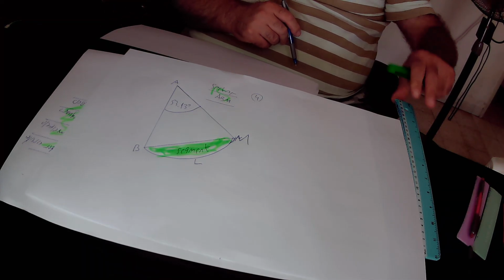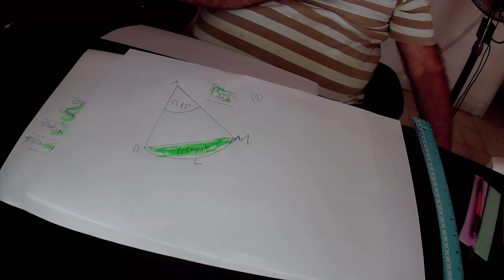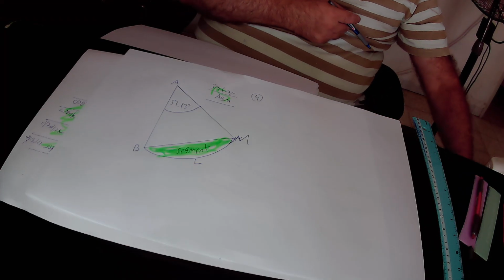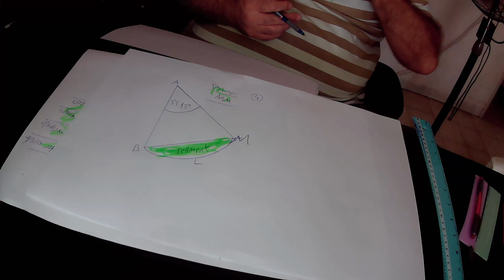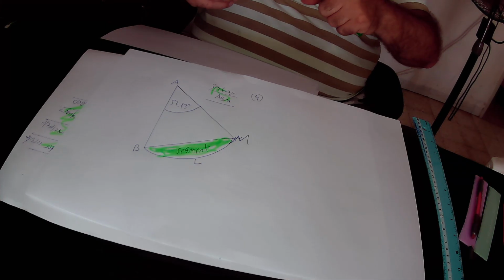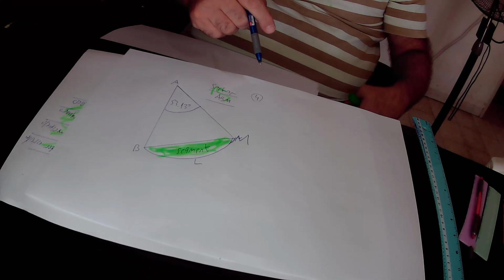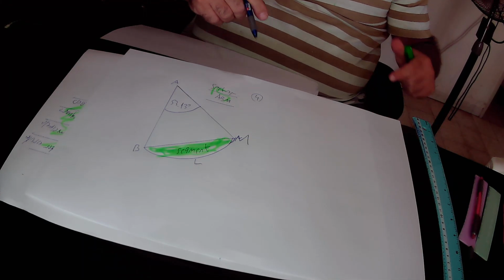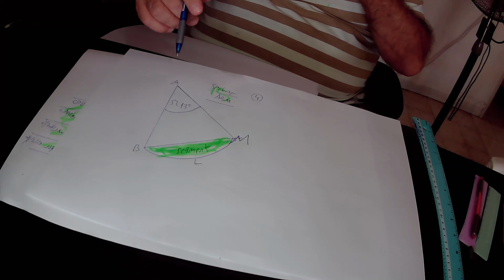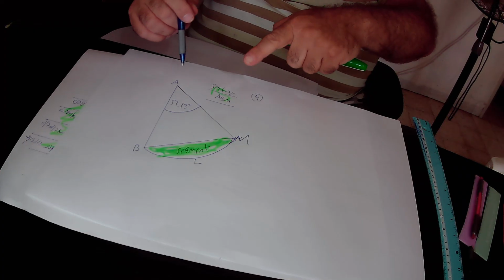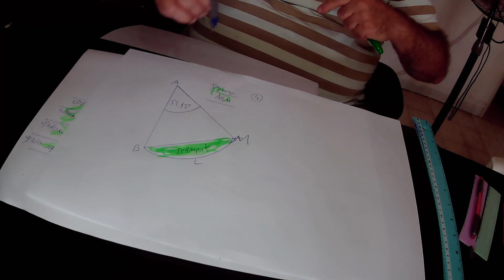So first of all, what is a sector? A sector is a portion of a circle enclosed by two radii and the arc between them.